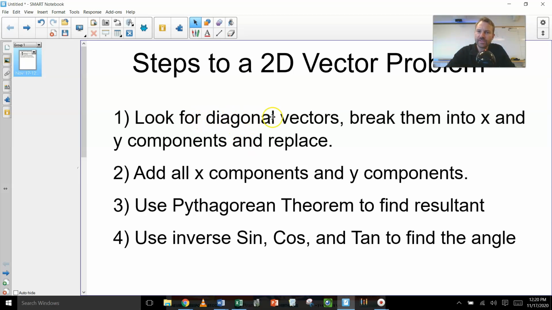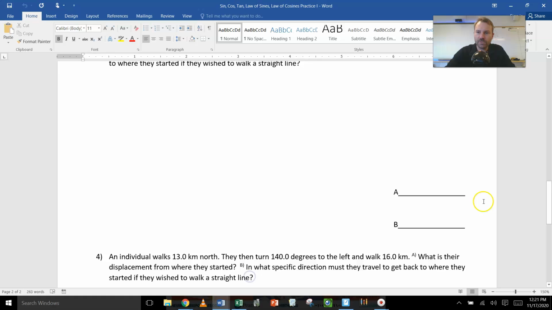Look for diagonal vectors. Sometimes there are diagonal, sometimes they're not. And if there's no diagonal, then you're just going to skip over and go right to number 2. And then you go to number 3, use the Pythagorean theorem, and number 4, using inverse sine, cosine, or tangent to find your angle. So let's get started. So here's the first question up here.